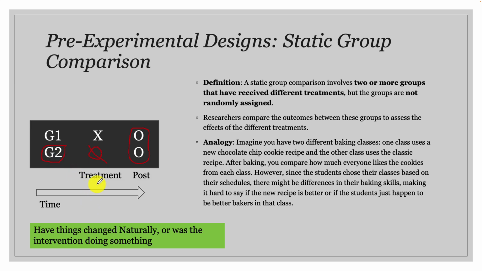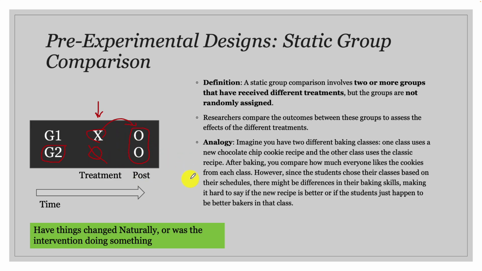And why do they do this? Well, one of the reasons they do this is they're looking to see if things have changed naturally, or was the intervention doing something? So for example, here I have this group that had no intervention. Does this intervention only impact this group? Or is there a change that's just happening naturally that basically impacts both of these groups?